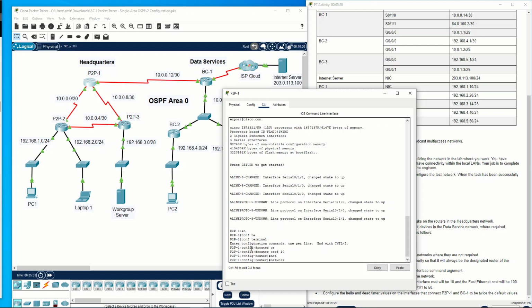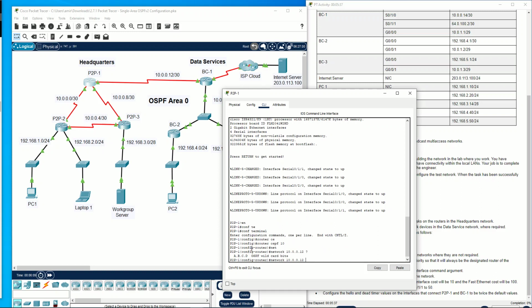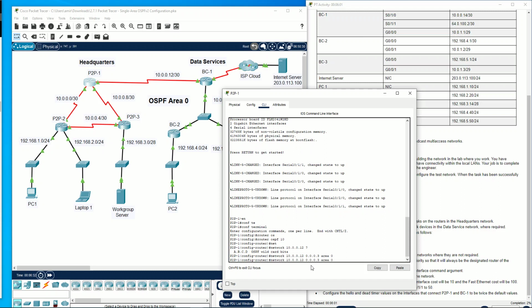First, 10.0.0.12, and what is the subnet mask? And what is the wildcard mask? Can you see here? You should write the wildcard mask here. This is for /30, this is 0.0.0.3. And in which area is this router located? This is area zero, and finish.